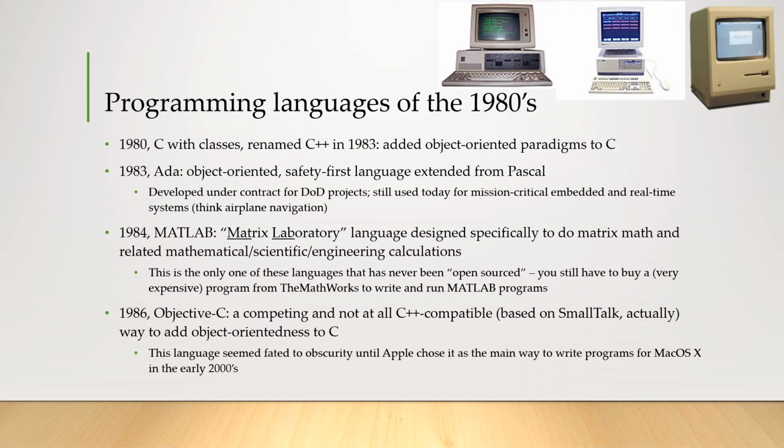And in 1986, there was Objective-C, which is a competing standard for C++, a different way to add object-orientedness to C that's not at all compatible with C++, and was not nearly as successful as C++ until Apple chose it as the way to write programs for their new Mac OS X in the early 2000s.